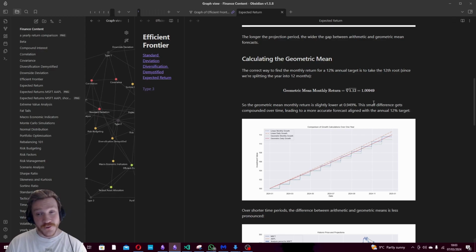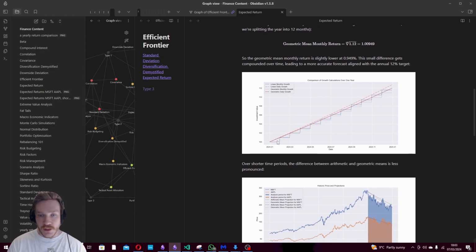But that slight difference is important because as you compound this over a longer and longer time horizon, the difference between the arithmetic mean and geometric mean keeps growing. So here we're going to our little example. This is a 12-month period from 2024 January to 2025 January in this hypothetical. This yellow dotted line would be a projection using your arithmetic mean, that 1% per month.